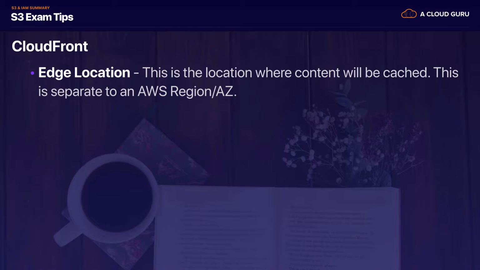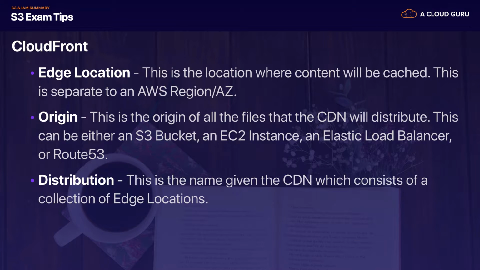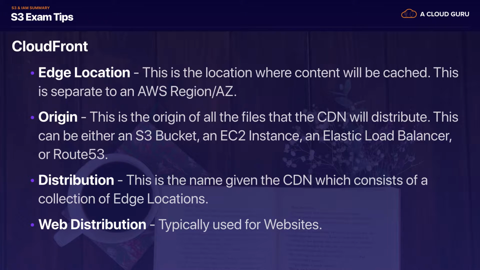So this is the location where the content is going to be cached, and it's separate to an AWS region or availability zone. We learned what an origin was. This is the origin of all our files that the CDN will distribute, and this can either be an S3 bucket, an EC2 instance, an Elastic Load Balancer, or Route 53. And then we learned what a distribution was, and this is simply the name given to the CDN, which consists of a collection of edge locations.